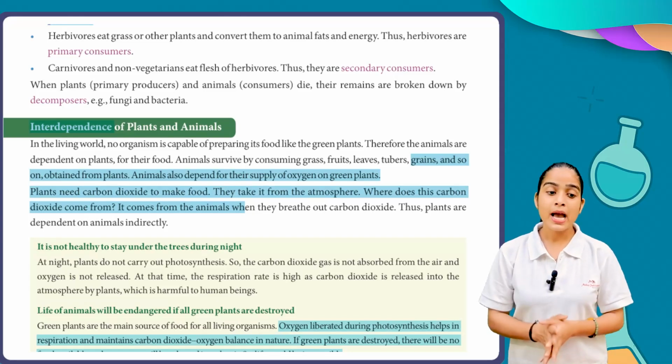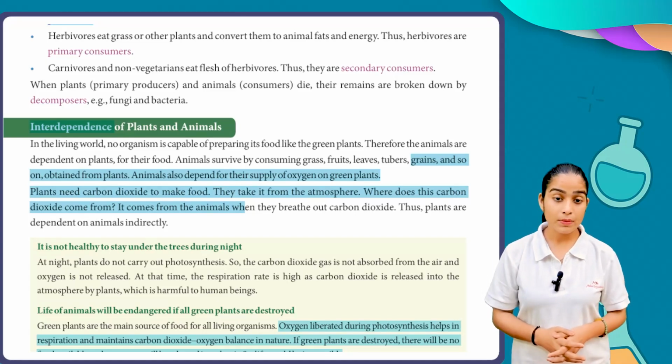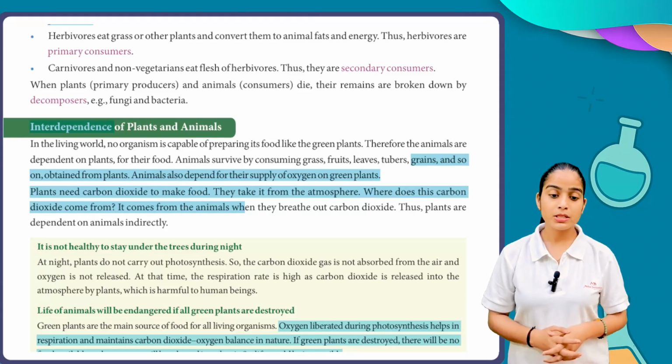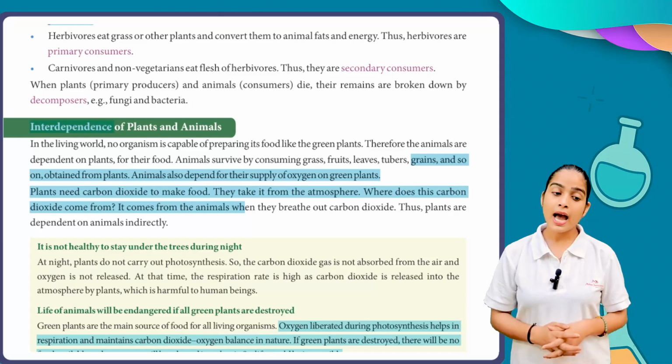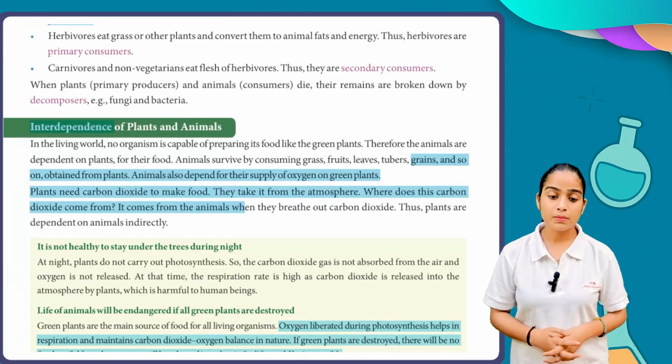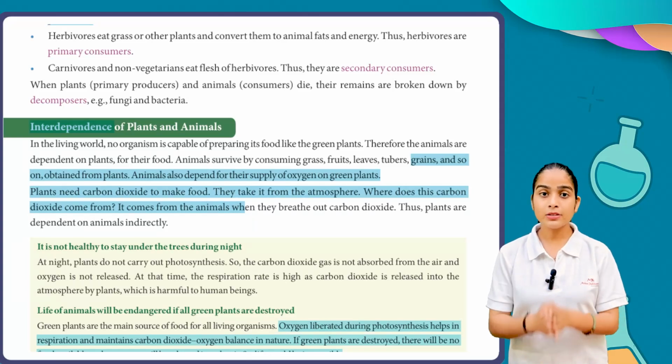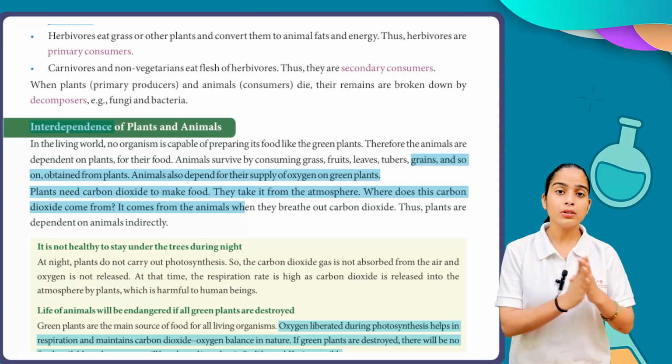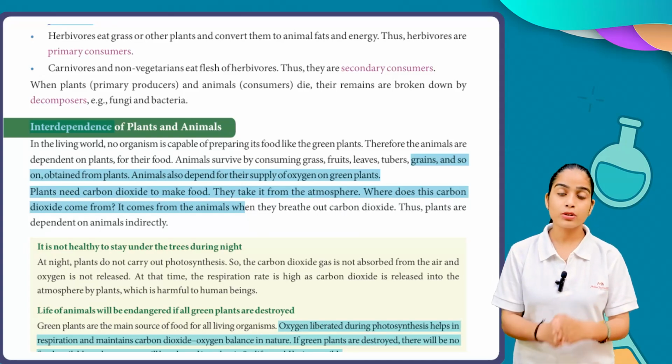Let's see here. In the living world, no organism is capable of preparing its food like green plants. Therefore, animals are dependent on plants for their food. Animals survive by consuming grass, fruits, leaves, tubers, grains, and so on obtained from plants. Animals also depend on green plants for their supply of oxygen. So what we understand here is that animals are dependent upon plants for their food and for their oxygen.